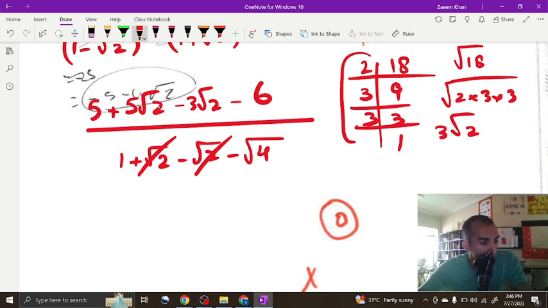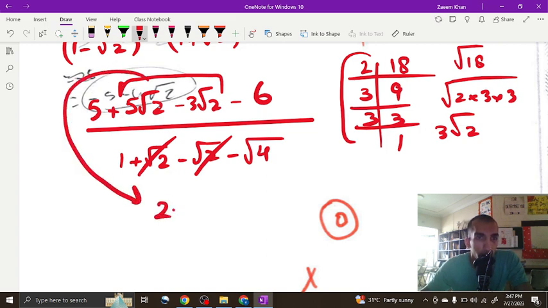You cancel out the square root 2. We can't exactly cancel them out. What you can say is there are 5 apples. Somebody's taking away 3 apples from you. How many apples are you left with? 2. So I'll write this down as 2 square root of 2.